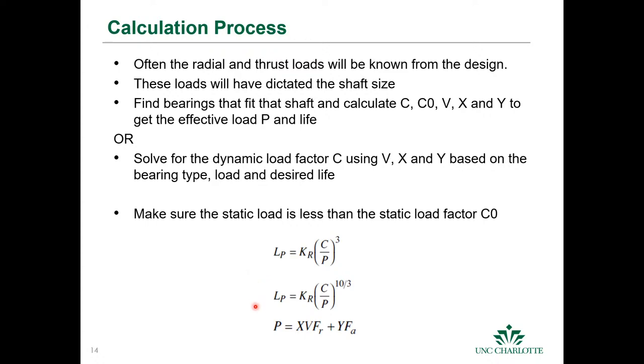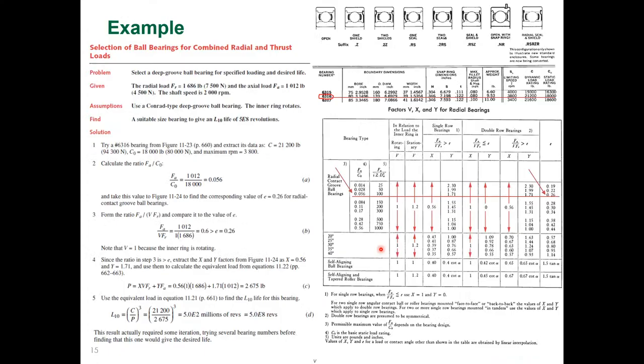is less than the static load factor so that we don't deform the raceway and the bearing. Okay, and these are just the equations that we use putting it all together in terms of radial and thrust loads as well. So let's do an example. So the problem here is we need to pick a bearing, and we know that we want a deep groove ball bearing. That will give us some thrust load resistance, and this is for specific loading and desired life.